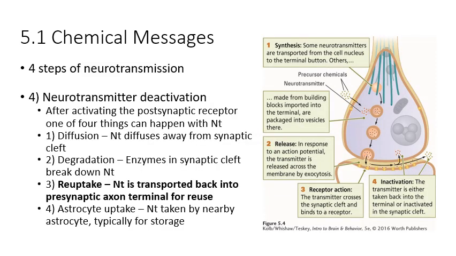The 4th step of neurotransmission is that the neurotransmitters are deactivated. After the neurotransmitter has bound to its receptor, one of 4 things can happen. Either the neurotransmitter diffuses away from the synaptic cleft, it just drifts away. It can degrade in the synaptic cleft, so enzymes or other chemicals can break down that neurotransmitter and make it inactive. Another common one is reuptake, so the neurotransmitter is transported back into the presynaptic cell for reuse later. And then astrocytes, which, if you remember, are glial cells, take the neurotransmitter and typically store it for later use.